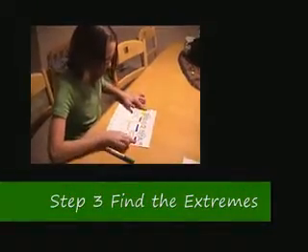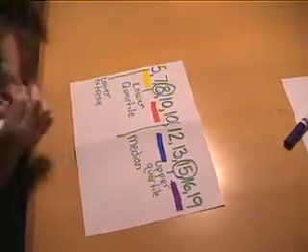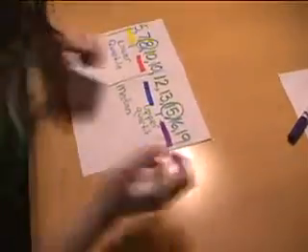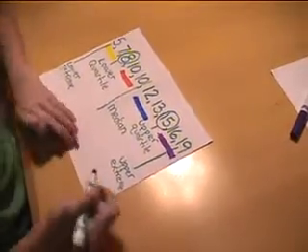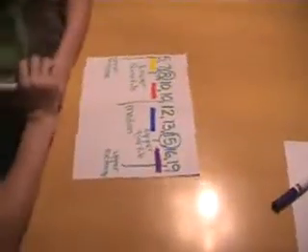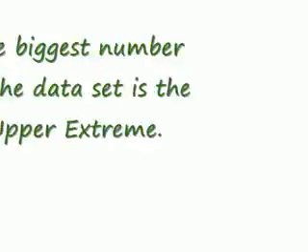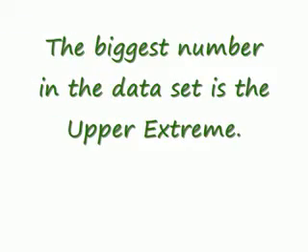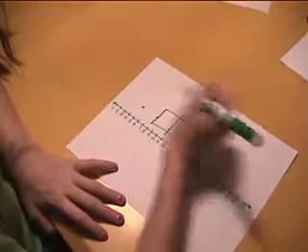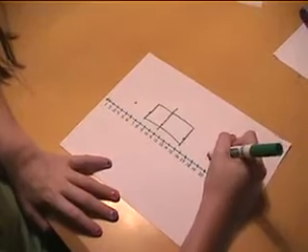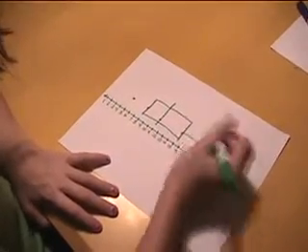All she needs now are the extremes. She finds the lowest number and the highest number, and she labels them upper and lower extreme. The extremes make the whiskers from the box. I think she's got the dance down.